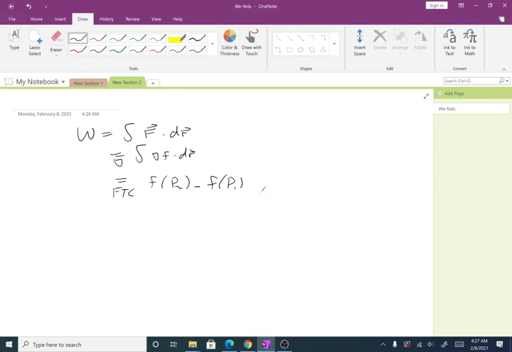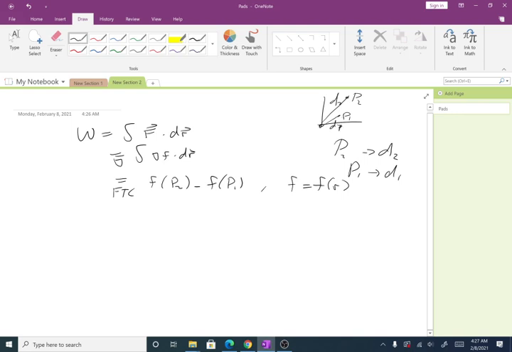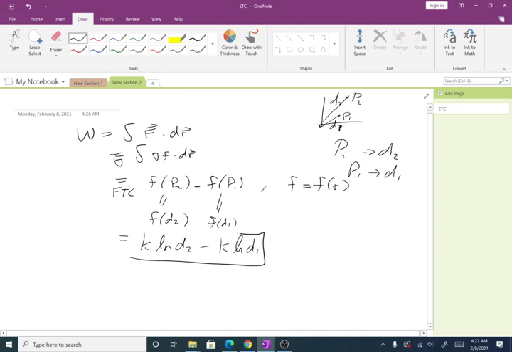But remember, our f is a function only of the radius. And so P2 corresponds to d2. P1 has distance d1. Let me draw this out. P2 and P1 have distance d2 and d1. So that means this is f of d1 and d2. So we get k logarithm d2 minus k logarithm of d1. And this is the work done.